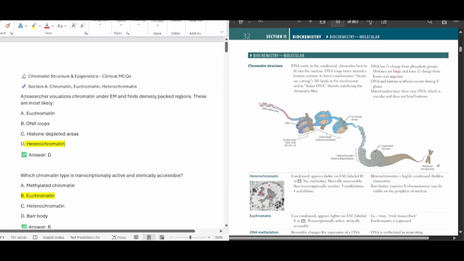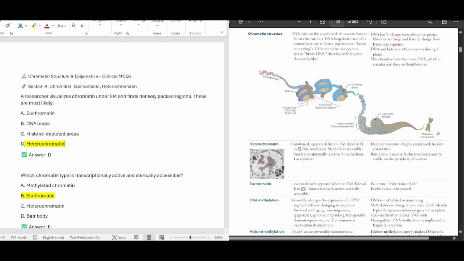Moving on to the first question: a researcher visualizes chromatin under an electron microscope and finds densely packed regions. These are most likely heterochromatin. Heterochromatin is condensed and appears darker, and it is transcriptionally inactive.